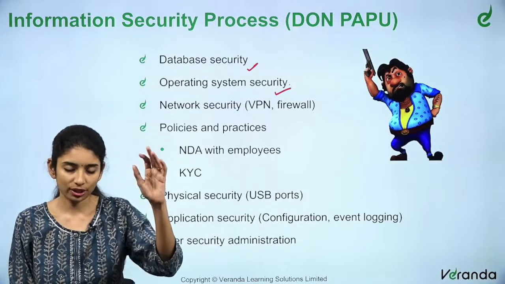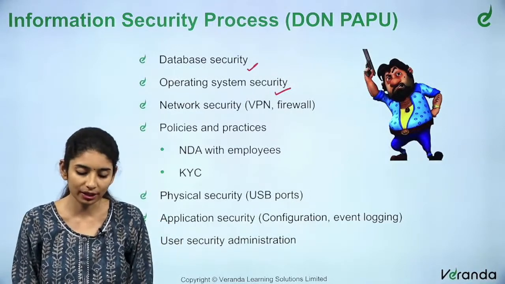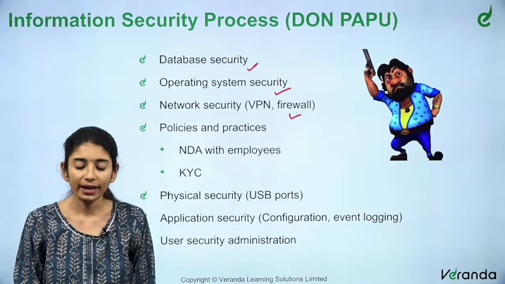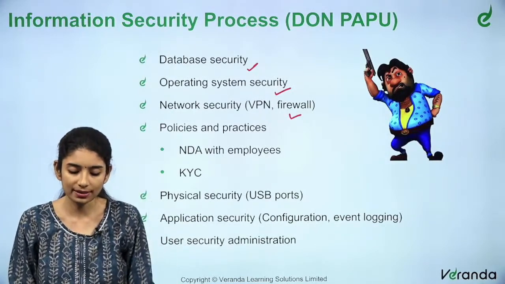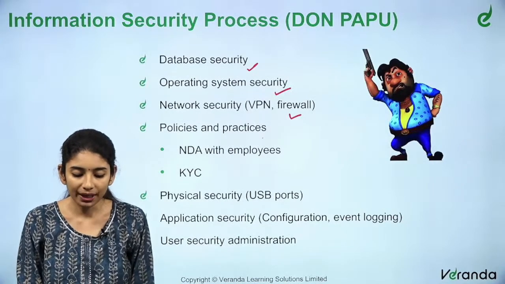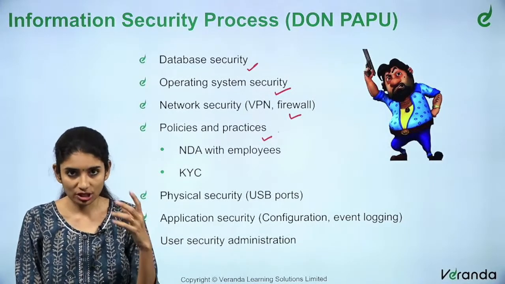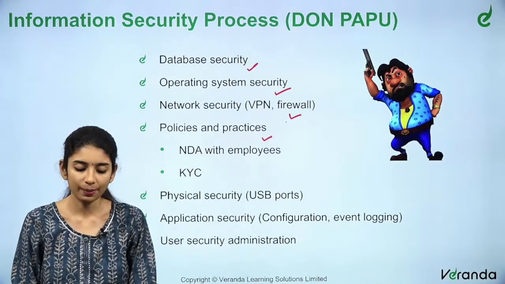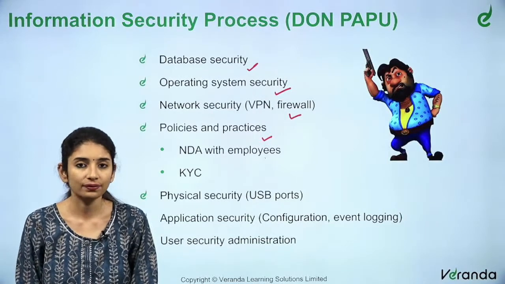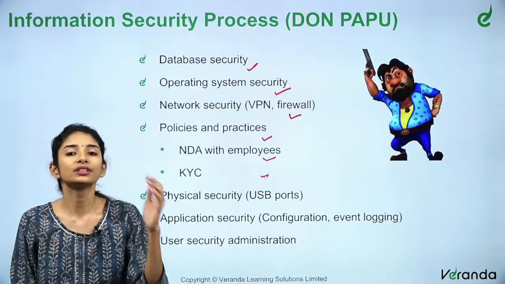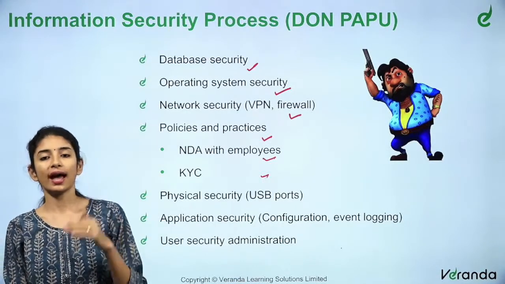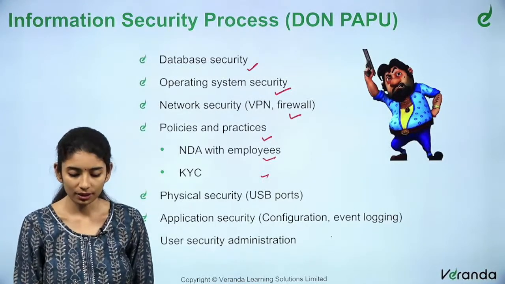The database needs to be secured. O for operating system security. N for network security. Have proper proxy servers, firewalls, VPNs, network security. P, policy, information security policy document. Policies, practices. In that you should have non-disclosure agreements with employees and KYC of customers.